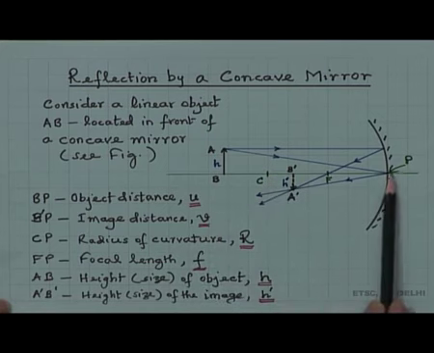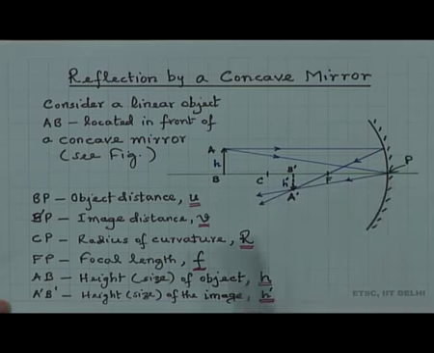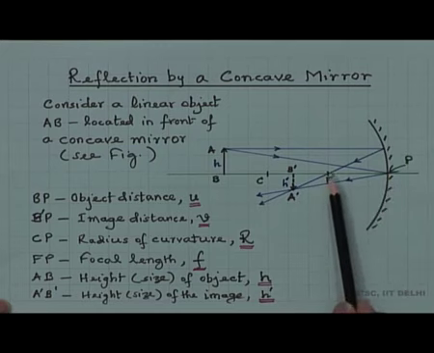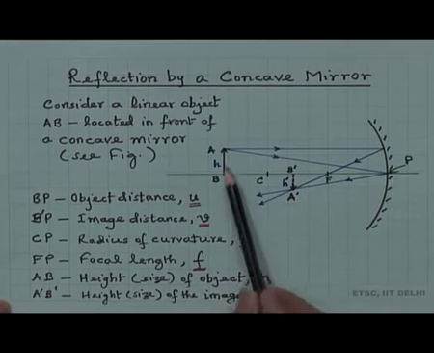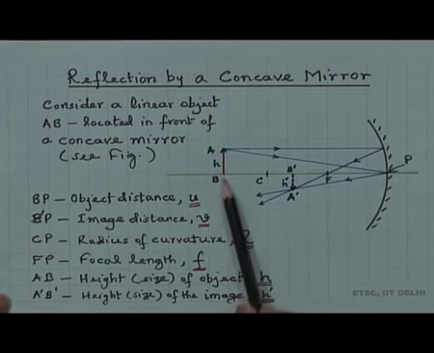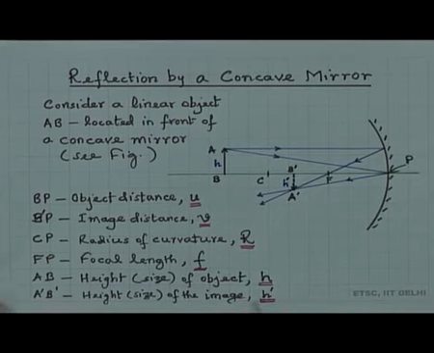CP, C to P, where C is the center of curvature. Therefore, this distance is the radius of curvature. CP is equal to the radius of curvature and denoted by R. FP is the focal length, F being the principal focus. So FP is the focal length denoted by f. AB is the height or size of the object; here it is a linear object and therefore the height is the same as the size. The height of the object is denoted by h, and the height of the image A dash B dash is denoted by h dash.